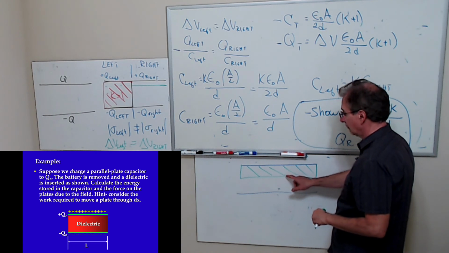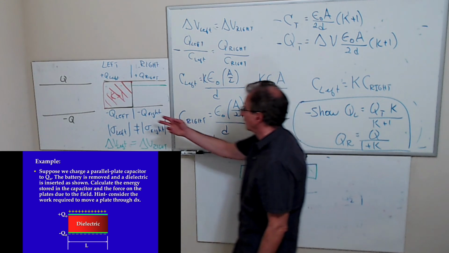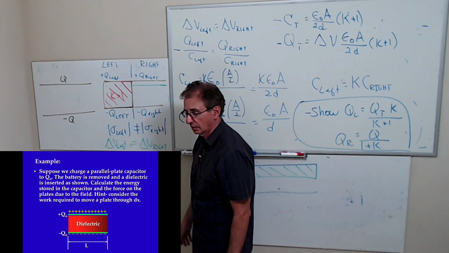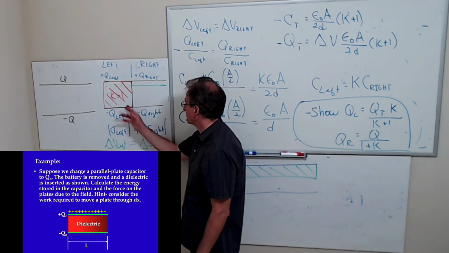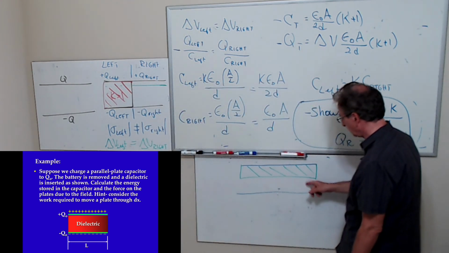Now, how do we treat these two? How do we treat this as compared to this? Here, what I did is I treated these as two capacitors that are in parallel that have half the volume. What do you think I'm going to do in this case?